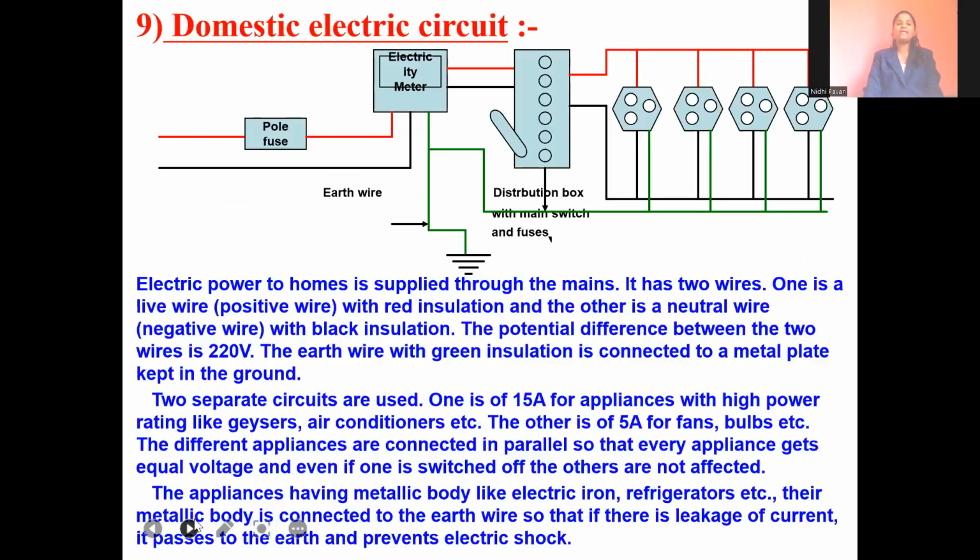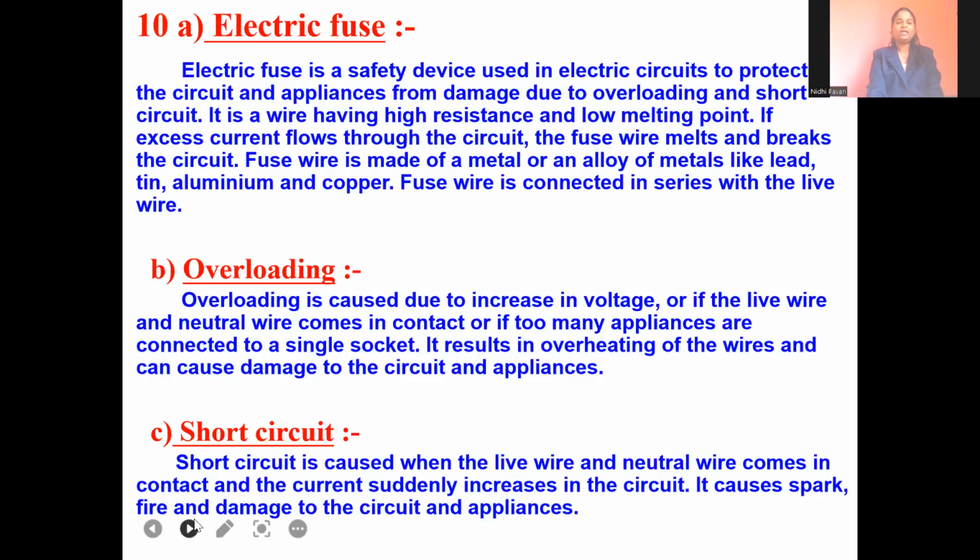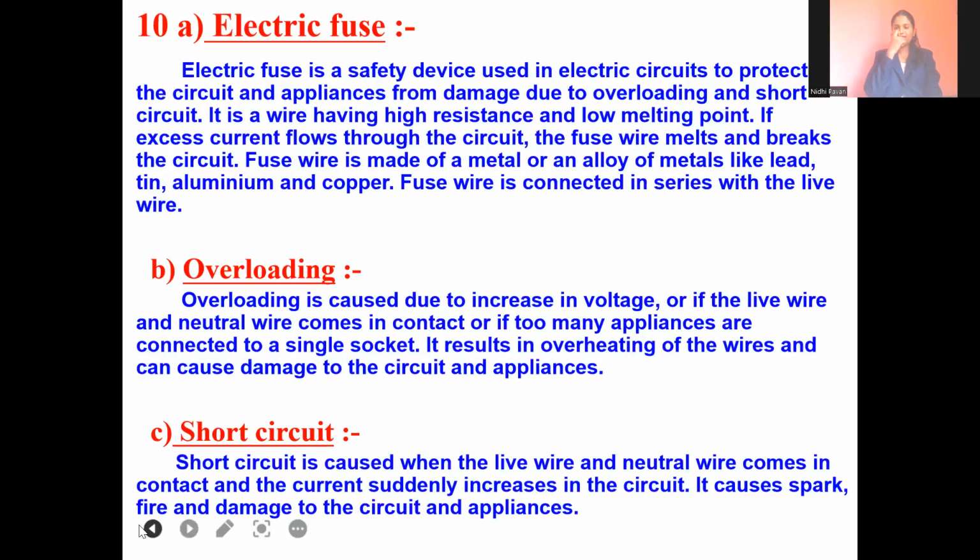Next are the domestic electric circuit and the electric fuse. Regarding the domestic uses of these concepts, we are going to learn in the next session.